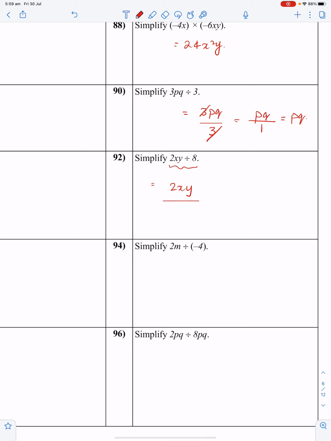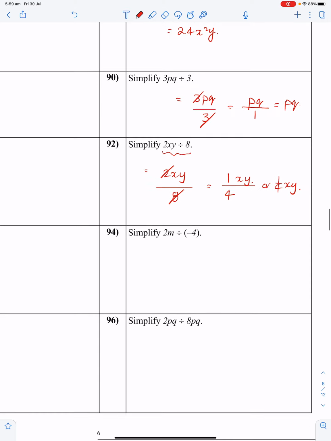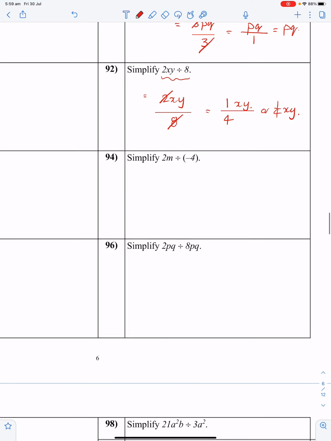2xy over 8. That's what the question's asking. Now, divide this by 2 and get 1. Divide this by 2 and get 4. And the xy stays exactly where it is. So you can see the answer is actually xy over 4. Not 4xy, it's xy over 4, big difference. By the way, you're allowed to write this as a quarter xy. That's not an issue. Same thing.